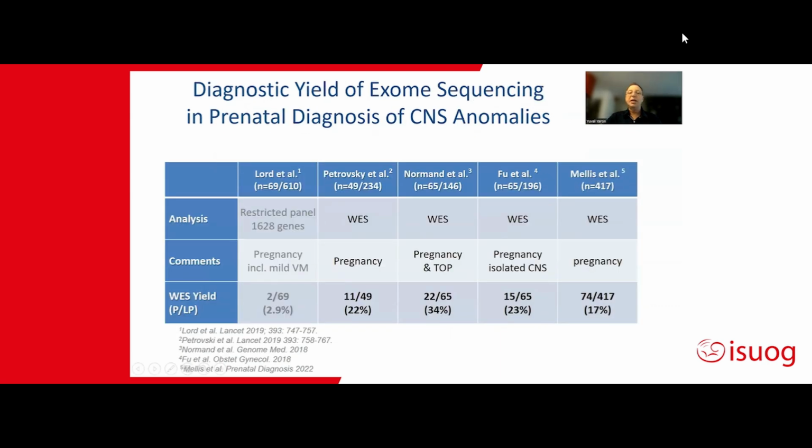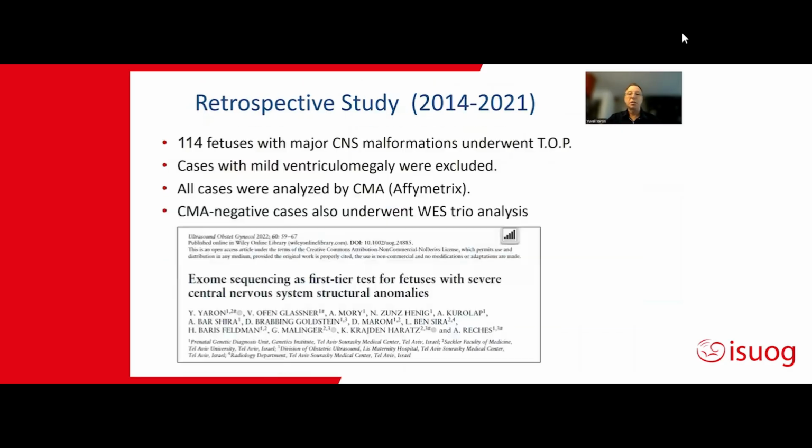So if we look at the studies showing the diagnostic yield of exome sequencing in prenatal diagnosis of brain abnormalities, we see that the rates hover about 22 to 34%. This study by Lord et al. is quite an outlier because they had used a restricted panel of 1,600 genes and not the entire exome, and this may be one of the reasons.